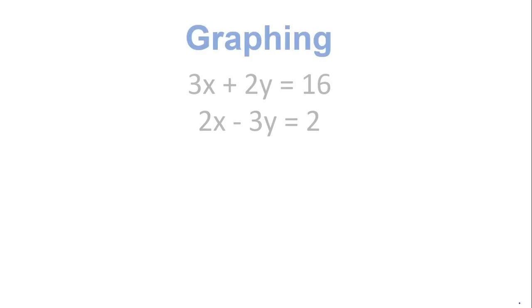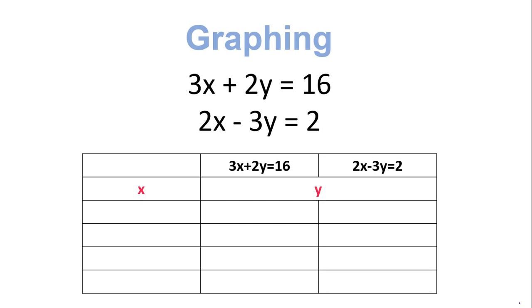For graphing, again, we have two equations. As you can see here, for example, 3x plus 2y equals 16 and 2x minus 3y equals 2. Now, for these two equations, as the name suggests, you need to make graphs. Now, how do I make graphs? You need to put out a table that looks something like this, where you have some x value, some y value, and you have your equations there.